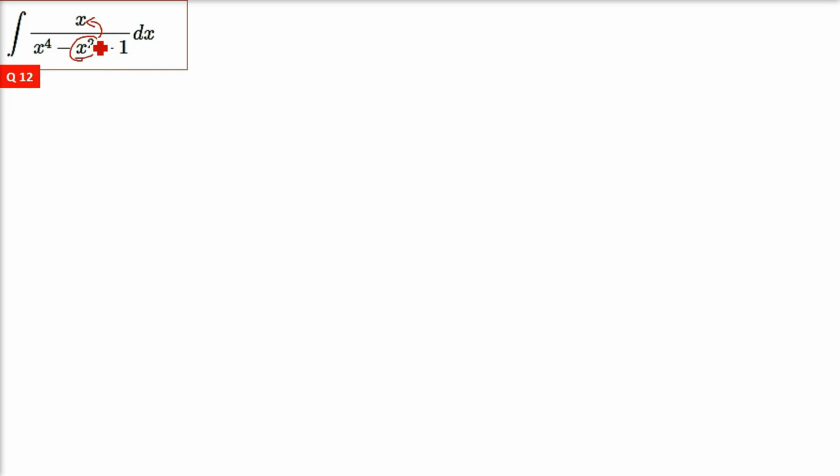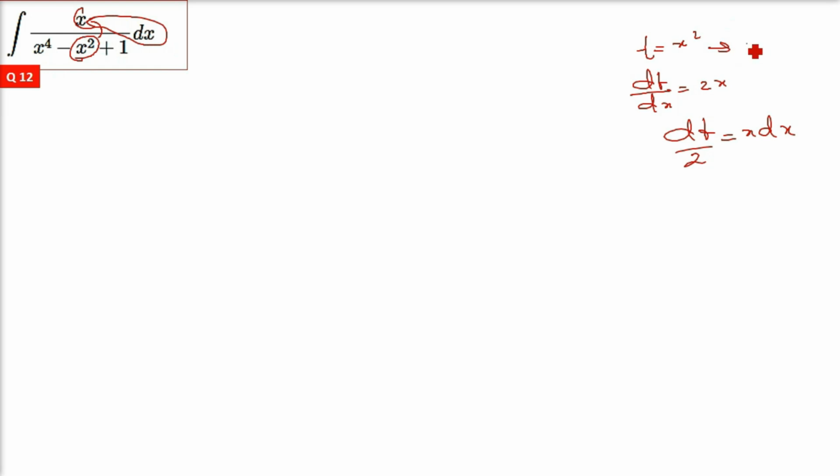Now this x square will give you x directly. So t equals x square. dt by dx will give you 2x. That is, if you want to formulate x dx, which is the numerator, dt by 2 can be written in place of this. So t is equal to x square. What will be x raised 4? It will be t square. So this integration will become, this x dx will be dt by 2.